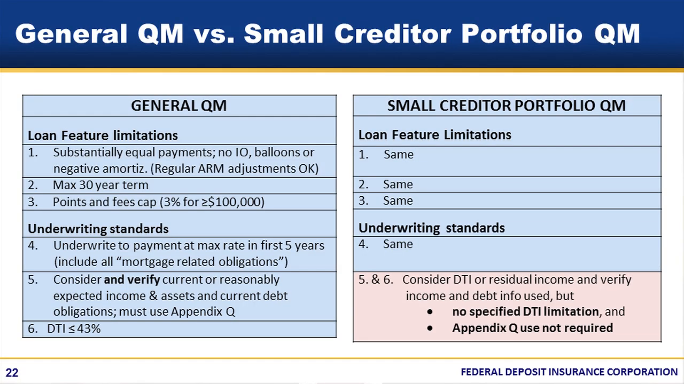Thanks, Serge. Let's compare each of the special small creditor QMs to the general QM. First, let's look at the small creditor portfolio QM. As you can see in the charts, the first special small creditor QM is essentially the general QM, but without the 43% DTI limit, thereby eliminating the need to use Appendix Q to calculate debts and income. While you must consider and verify DTI or residual income, you are not limited to the 43% DTI limit. Everything else is the same.